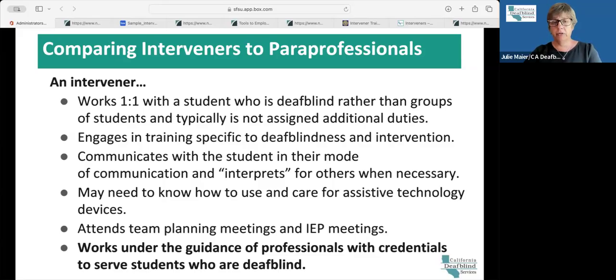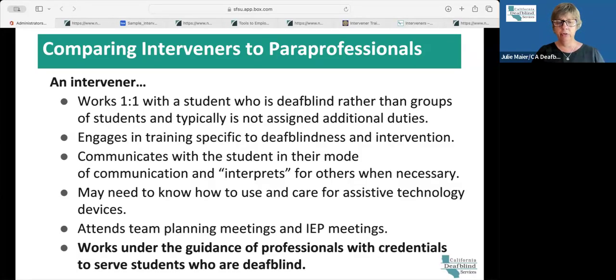They are a professional who's engaged in some training specific to deafblindness and intervention. They communicate with the student in their mode of communication. So if that student uses sign language, it should be someone that has skills in that area. If that student uses picture symbols but does not use sign language, then it would be more important that they use that mode of communication. And they are also interpreting for other people what the student's behavior or modes of communication mean when necessary.